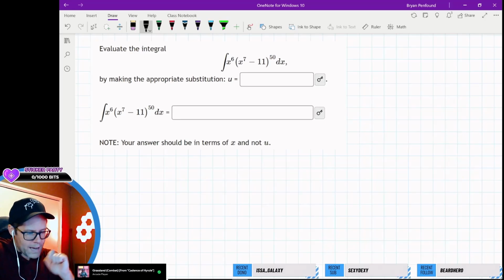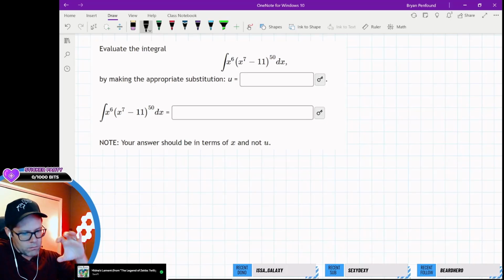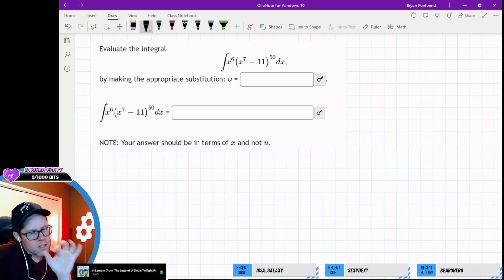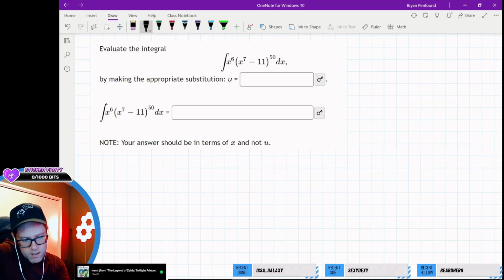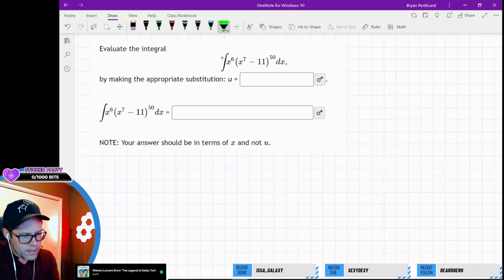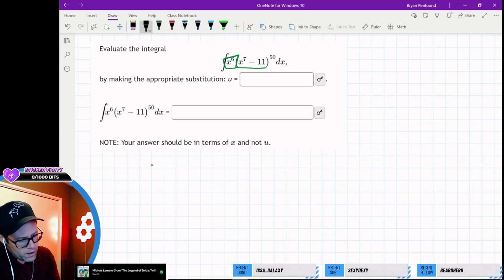Now, if we look at an integral and it appears like the derivative, I always tell my students, if the derivative or a piece of the derivative is inside one of the factors inside the integrand, then that's usually a really nice, appropriate substitution to use for u. So we're going to notice that x to the 6 happens to be the derivative of x to the 7 minus 11. So we are going to set u equal to x to the 7 minus 11.